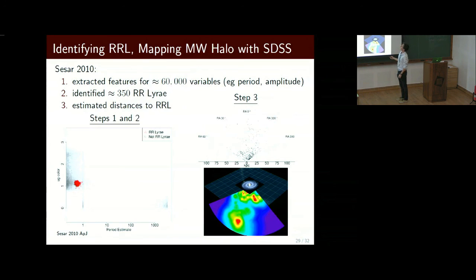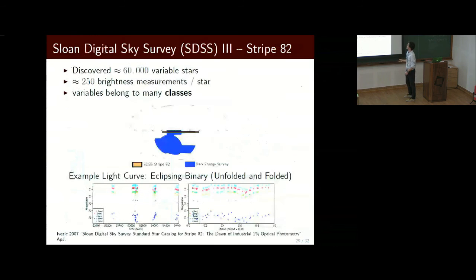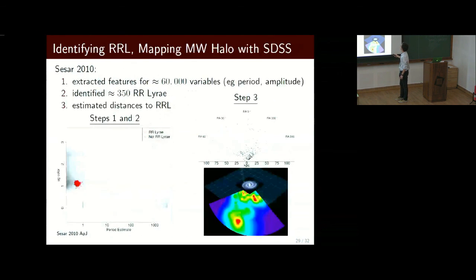Once you find the RR Lyrae, you can estimate distances to them. An illustration of that is in step 3. Each point here is an RR Lyrae. Along the angular axis is the right ascension. All of these objects are at declination approximately 0, so you're looking out into stripe 82. Kiloparsecs is on the radial axis, the heliocentric distance, the distance from the sun to any one of these 350 RR Lyrae.